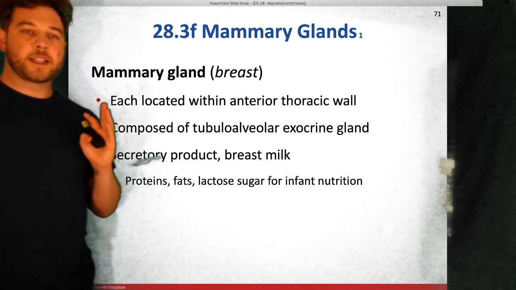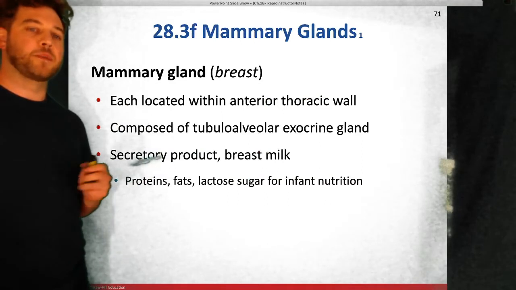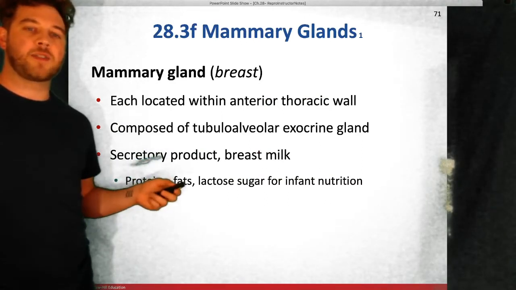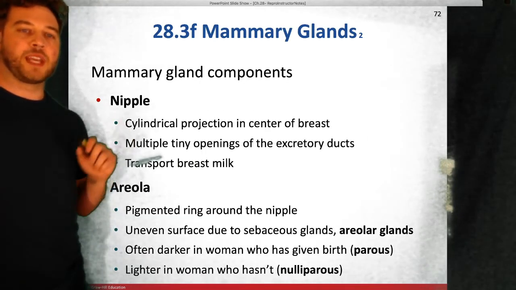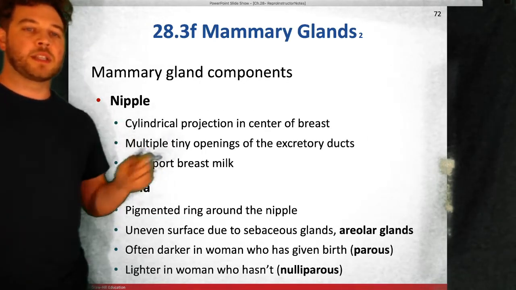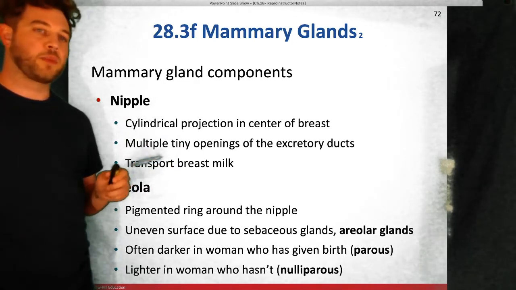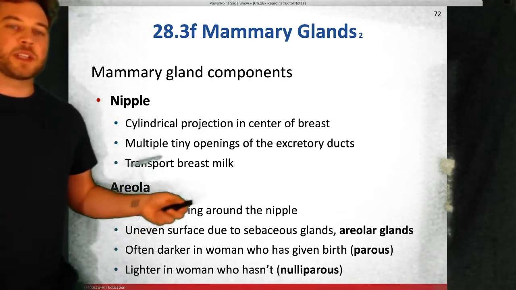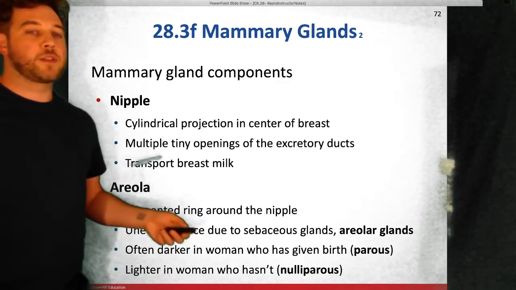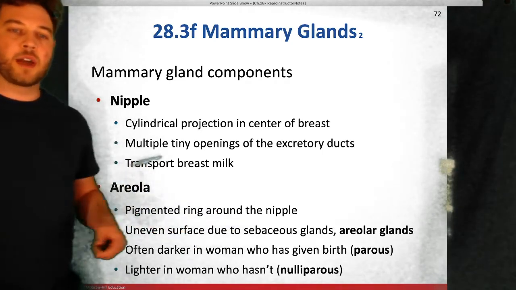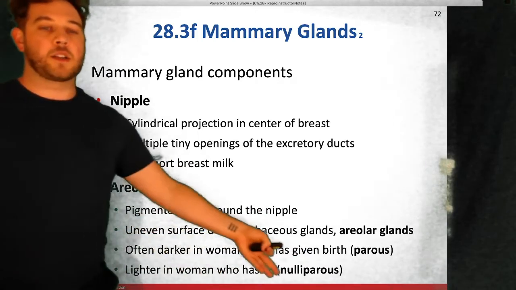Okay, now mammary glands. Each is located within the anterior thoracic wall, composed of exocrine glands, and secretes breast milk, which contains proteins, fats, and lactose for infant nutrition. You have both a nipple and an areola. The nipple is the center projection of the breast, with multiple tiny openings of excretory ducts transporting breast milk. The areola is the pigmented ring around the nipple, with an uneven surface due to sebaceous glands. It is often darker in women after they have given birth, called parous, and lighter in women who haven't, called nulliparous.